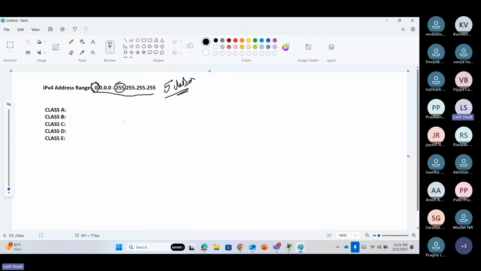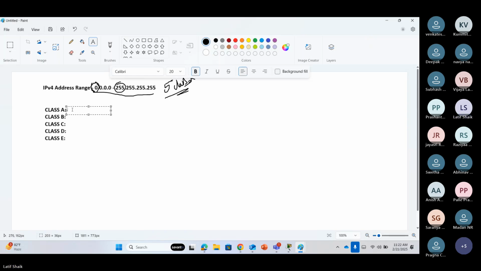Again, I said based on the first octet. The first octet starts at 0 and ends at 255. So from 0 to 255, there is a division. It is divided into classes of ranges based on that first octet. The first one starts with 0 and comes under class A. And 255, the last one, is in the last class.